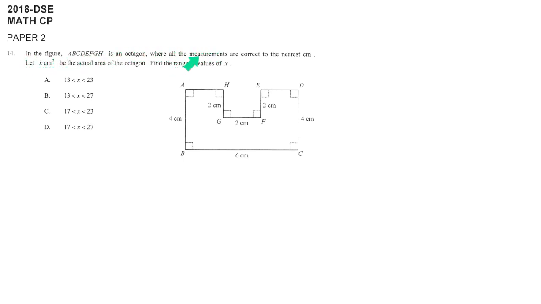In this question, they say that the measurements are all correct to the nearest cm, which implies this is not an exact value. It may be slightly shorter or maybe slightly longer. And then we are asking the actual area of this shape. And then we need to find the range of the value of x.